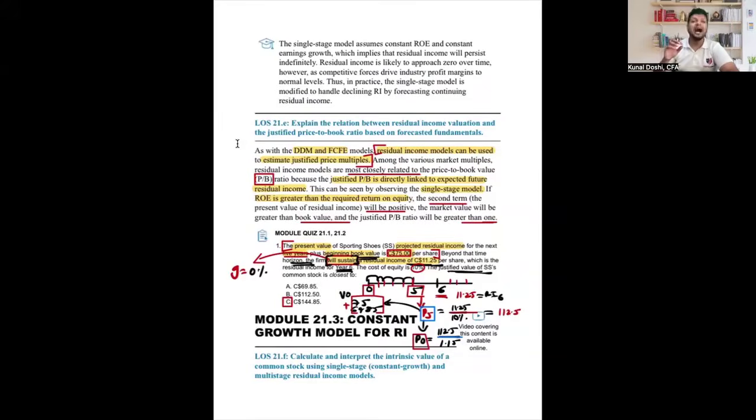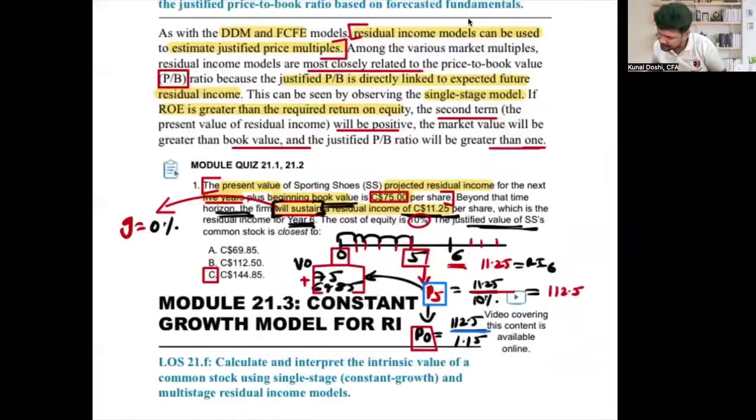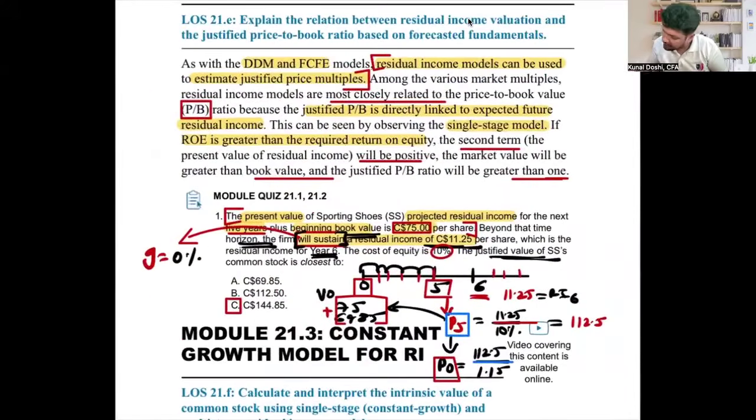Okay. Now, in this model, there is a very high correlation with the book value, price to book value. How is that so? Remember, in the justified price to book value ratio, we use the same components. Yes. So justified price to book is directly related to expected future residual income. Correct? How is that so? Can someone remind me what is the justified price to book value formula? Everyone in the class, justified price to book value.